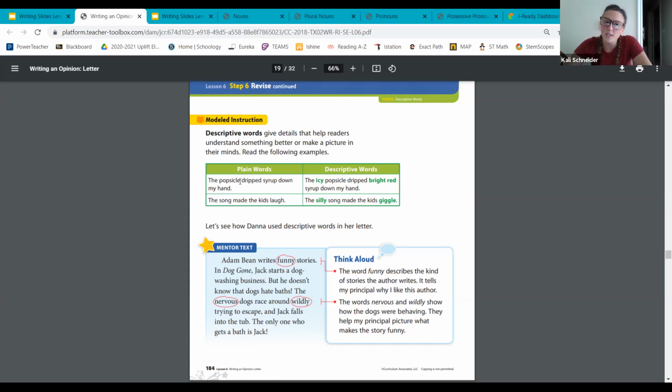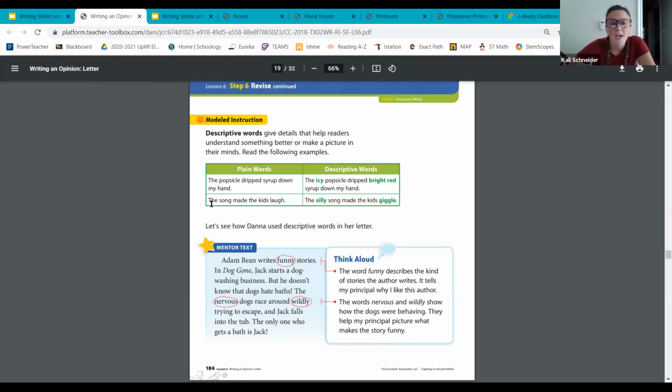We have some rice cake words in here in the plain words, and we got some salsa words over here with descriptive words. They're going to spice it up a little bit so we can see it better. The icy popsicle dripped bright red syrup down my hand. Ooh, I like those details better because I can see it, I can feel it, how cold it is, and I can see the color of it. So I think that's a really good description for your reader.